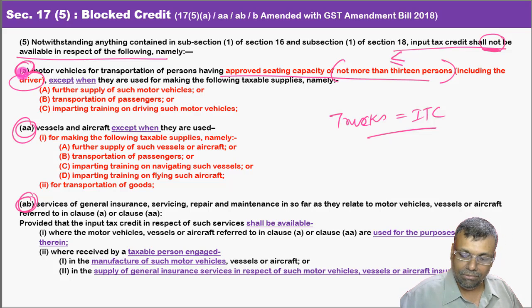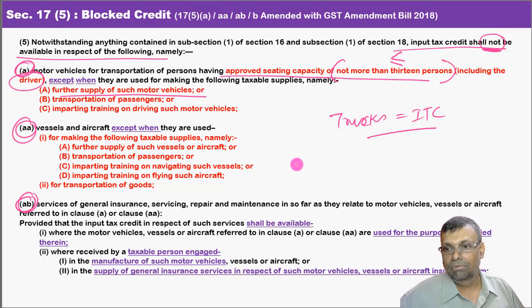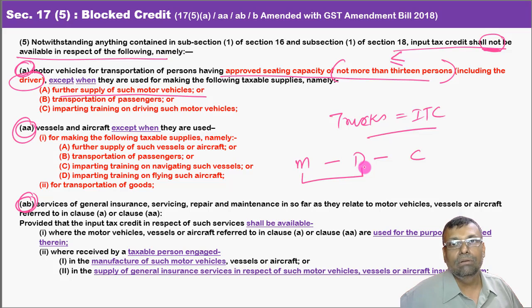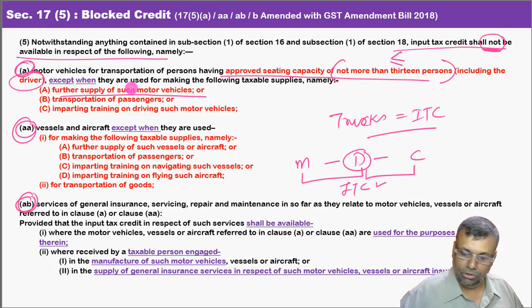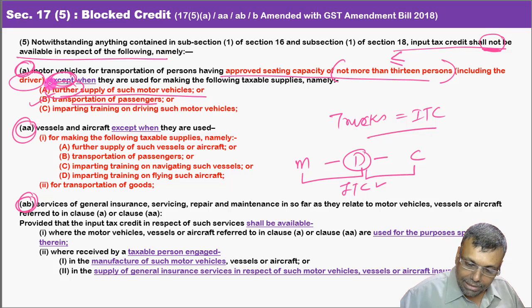However, the exception is very simple. Where there is any further supply of the same motor vehicle, for example Maruti is supplying to the dealer, and the dealer is supplying to the customers. The transaction between Maruti and dealers will be subjected to GST. And when the dealer has this input tax and supplies it to the customers, the dealer will get the input tax credit also. The reason is that this dealer is doing a further supply of these motor vehicles. So any taxpayer who is doing further supply of the motor vehicle will be eligible. If there is any transportation of passengers, you will be eligible for input tax credit, because it is covered by the exception category here.